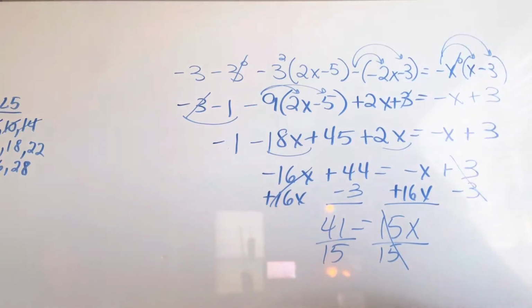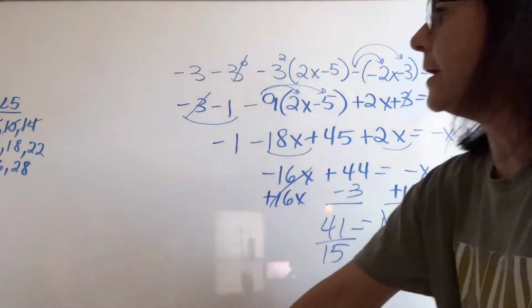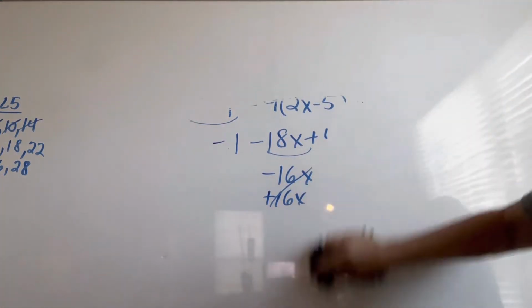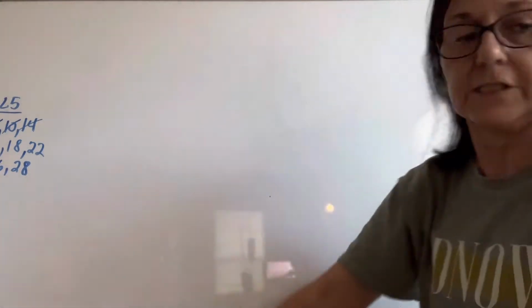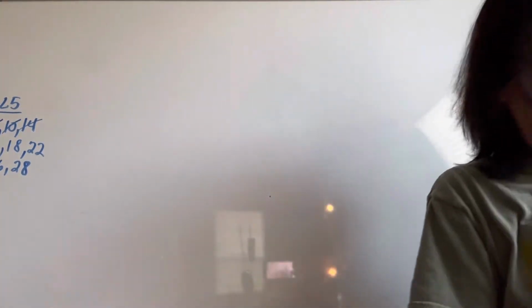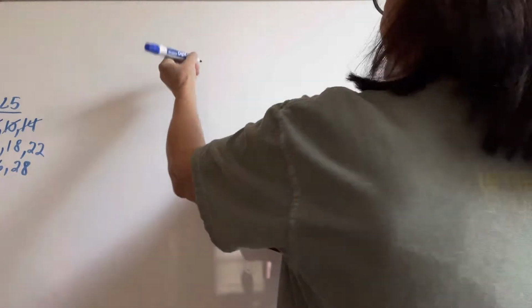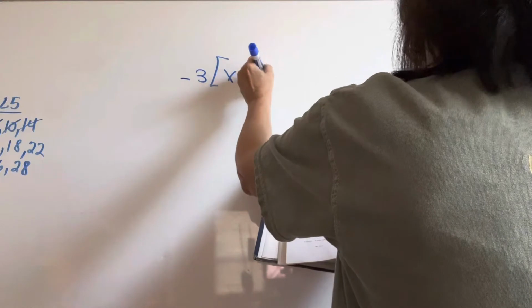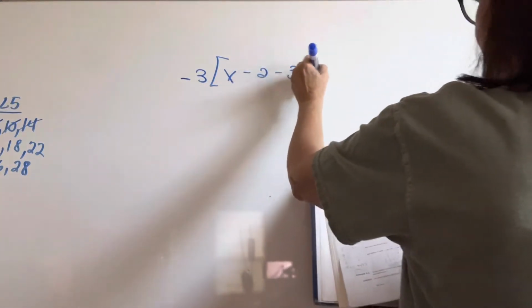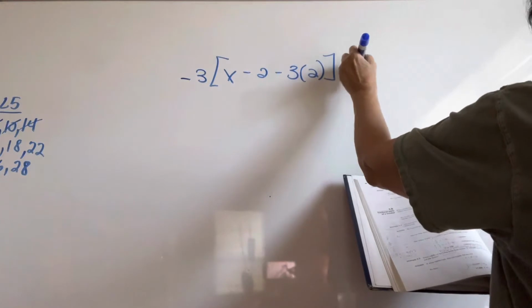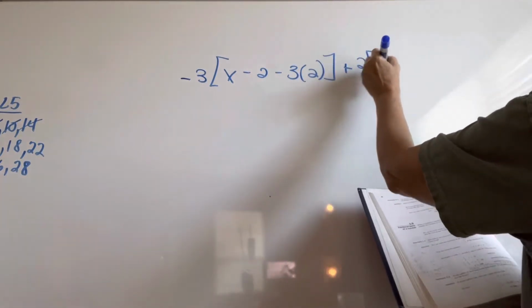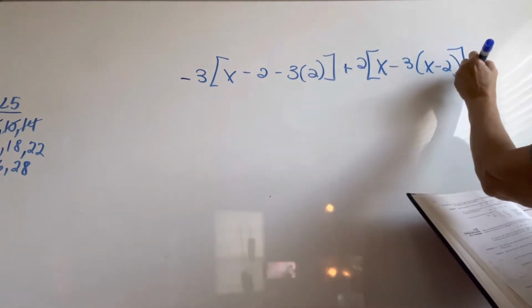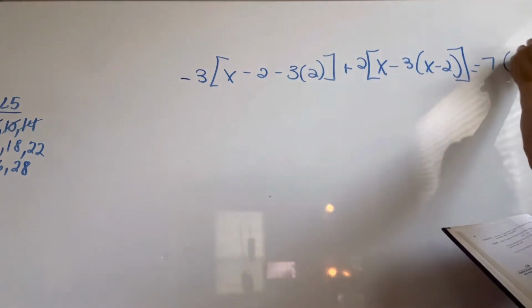All right, number 16. Very bottom of page 41. Order of operations. Following the order of operations is very important. All right, number 16. Negative 3 times x minus 2 minus 3 times 2 plus 2 times x minus 3 times x minus 2 equals 7 times x minus 5.